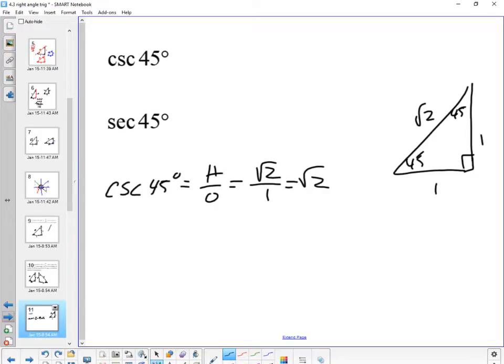Secant is the reciprocal of cosine, so that's H over A, right? Which, guess what? It's the same thing. Okay. Cool? Okay, we're good.